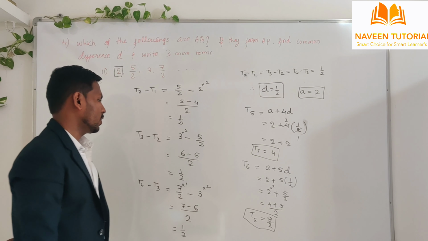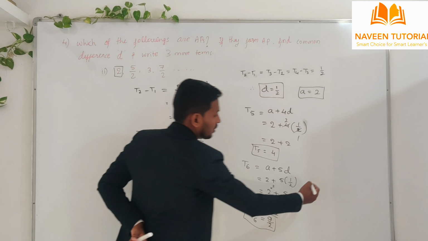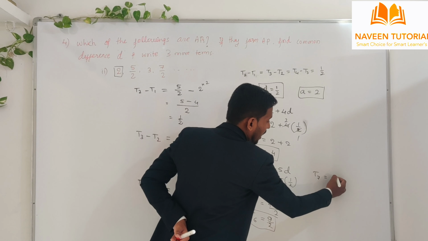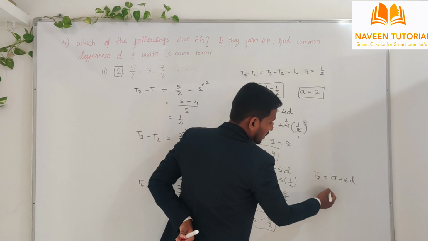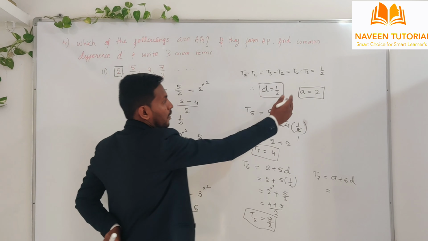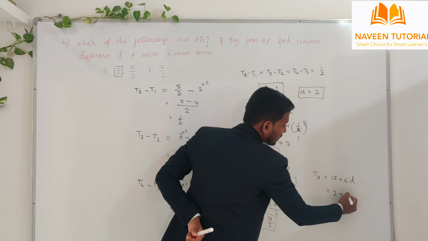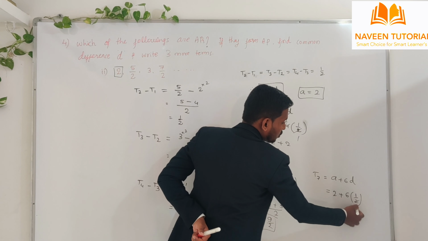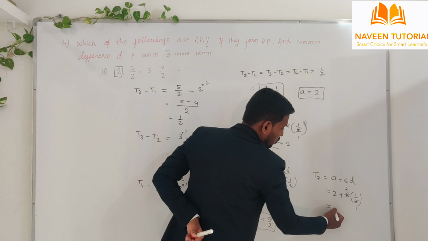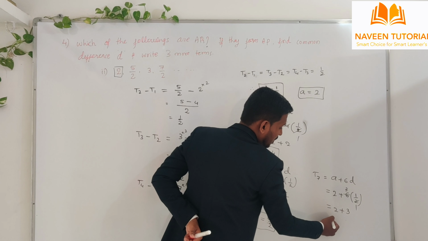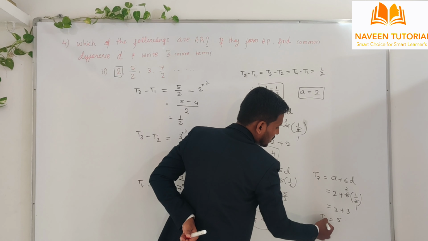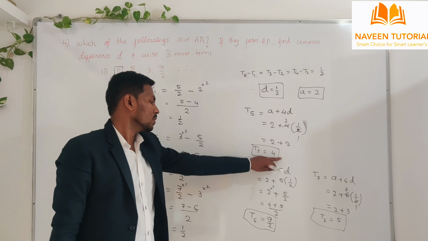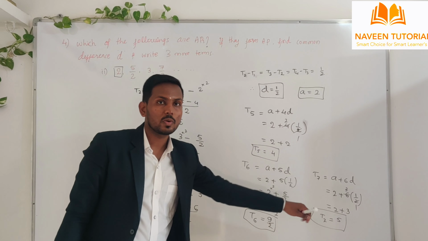And now we need to write T7. T7 is equal to, very simple, A plus 6D. So T7 is equal to, the A value is 2 plus 6 times the D value, 1 by 2. That is 2 ones are 2, 2 threes are 6. So 2 plus 3 is 5. So T7 is equal to 5. And here T5 is 4, T6 is 9 by 2, and the T7 value is 5.